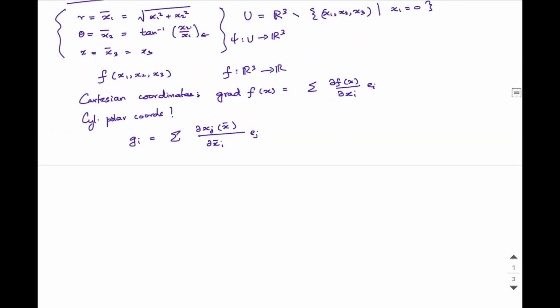All you have to remember is that if this were the case, then you can see that x1 is nothing but, okay, let me write it in terms of a more familiar setting. It's going to be r cos theta.